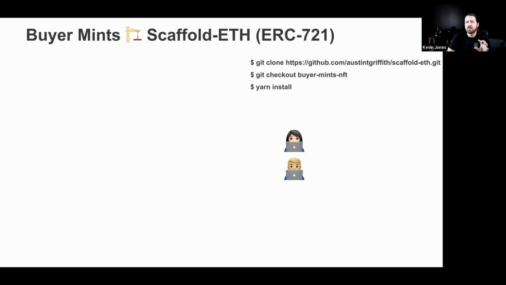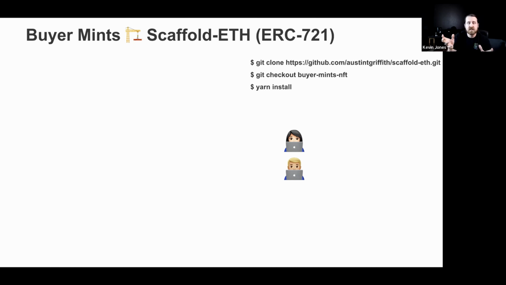But then we're also going to show a special build of Scaffold-ETH today called the buyer mints branch. The buyer mints is this special branch that's available that allows you to pre-mint, or not pre-mint, sorry. It allows you to pre-upload all of your assets for your NFTs to IPFS. And then it allows the user of your dApp to go on, connect their wallet, and then buy the NFTs and pay for the gas. So it's kind of a way to get NFTs available and ready to be minted.